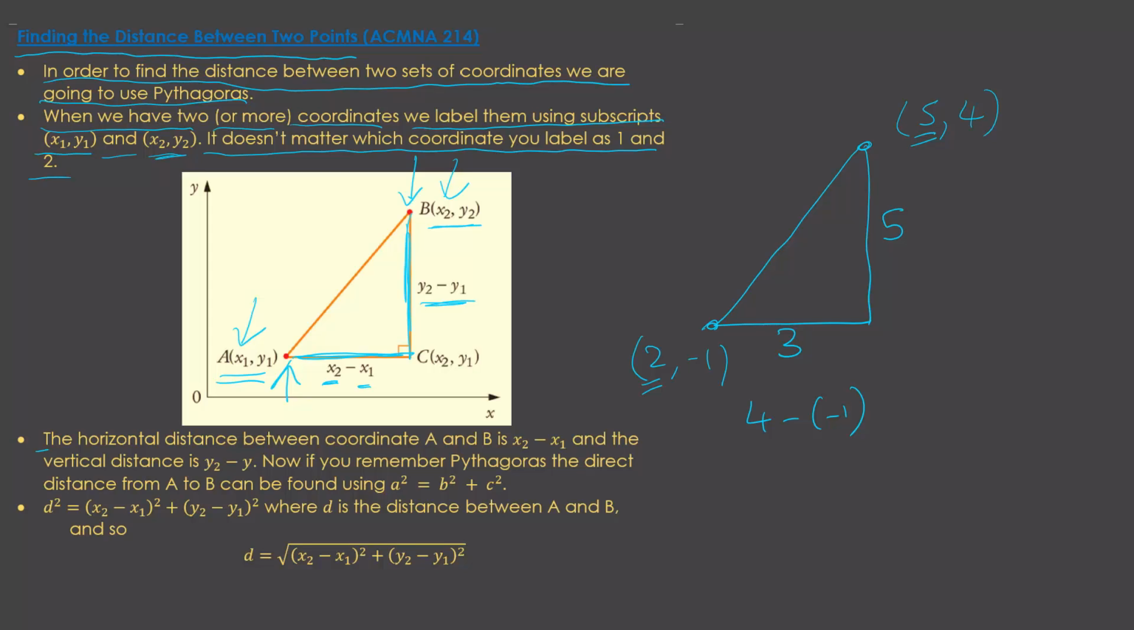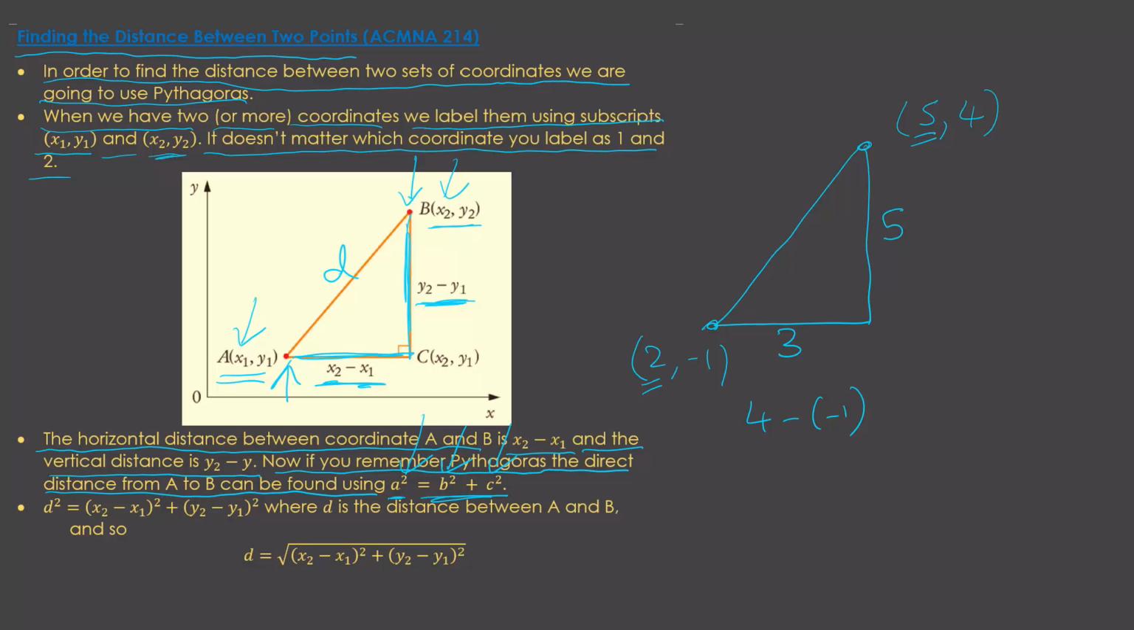So, as we've just pointed out, the horizontal distance between coordinate A and B is x2 minus x1. And the vertical distance is y2 minus y1. Now, if you remember Pythagoras, the direct distance from A to B can be found using a squared is equal to b squared plus c squared, where a in this formula is the length of the hypotenuse, and b and c are the lengths of the other sides.